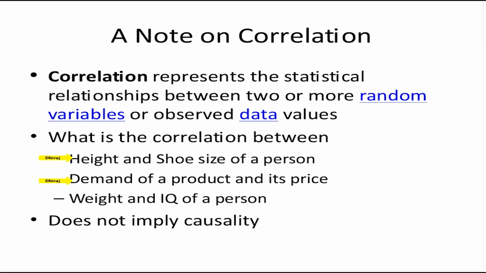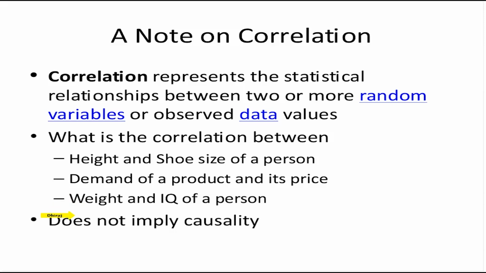Demand of a product and its price. This is also correlated. Supply and demand go hand in hand. If the demand of the product is more, its price will be higher. If the demand is less, its price will be lower. What about third? Weight and IQ of a person. Obviously not correlated. IQ has nothing to do with weight. So there can be either very little correlation, negative correlation, or perfectly random. Weight and IQ appear to be perfectly random.